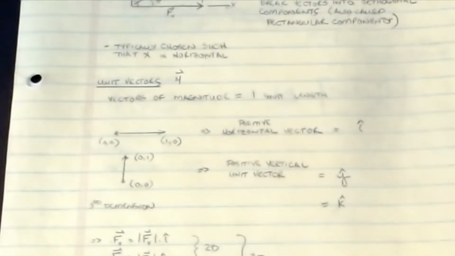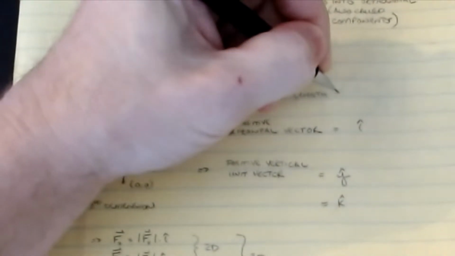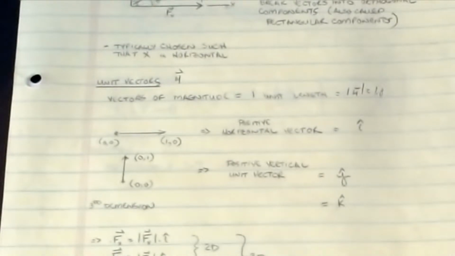All right, so the u that we just saw is what we call a unit vector. Unit vectors are very special vectors that have a magnitude of 1 unit length, meaning that the magnitude of u is equal to 1.0. If I define the unit vector as a length of 1.0, I can now multiply that by the magnitude of a force to get the full force vector out of it.